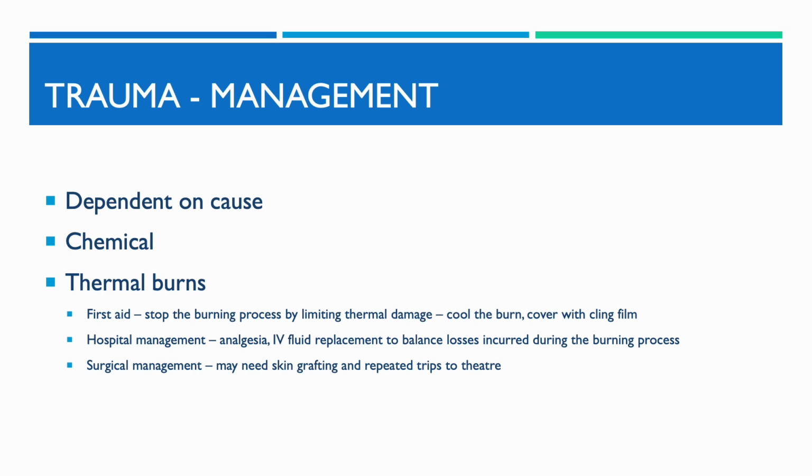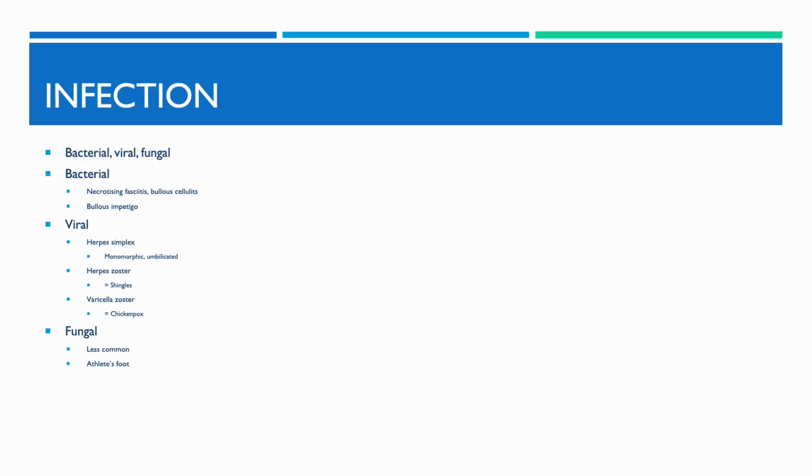Treatment of trauma-induced blistering depends on the cause. For example, irrigation may be needed in chemical burns. For thermal burns, first aid measures are important to stop the burning process by limiting thermal damage. On admission to hospital, appropriate analgesia should be used and IV fluid replacement as needed in order to balance losses incurred during the burning process. We may progress to referring for surgical management, which may include debridement of necrotic tissue, skin grafting, and can result in repeated trips to theatre.